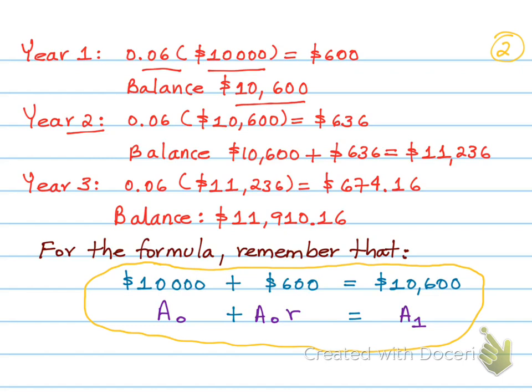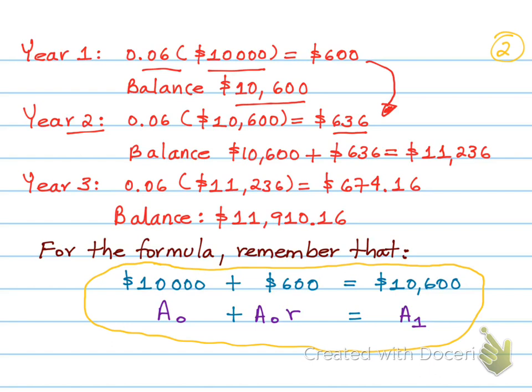In the next year, that'll be year 2, again 6% times 10,600. In this case, we multiply by the previous amount and not the original amount. So we get 636. Please notice how the interest amount is growing from 600 to 636, and it's adding the original interest amount. So in this year, it's 636.